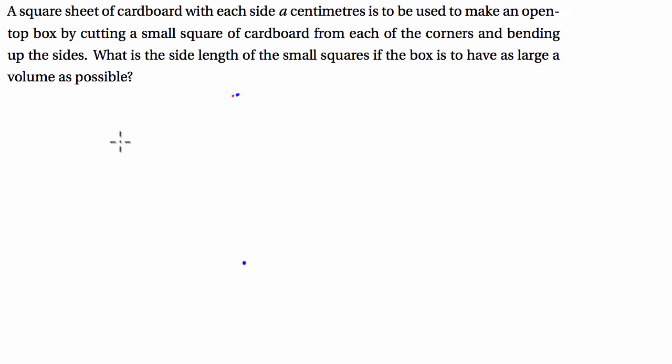We've got a square sheet of cardboard with each side A centimetres, to be used to make an open top box by cutting a small square of cardboard from each of the corners and bending up the sides. What is the length of the small squares if the box is to have as large a volume as possible? Okay, so that last little bit there, as large a volume as possible. I usually write a little note to myself of what I'm trying to do. So I'm trying to maximize the volume of the box.